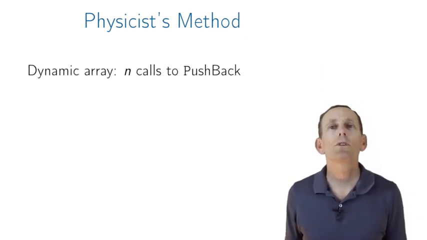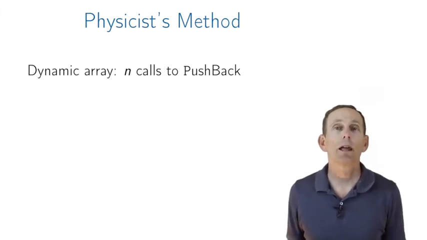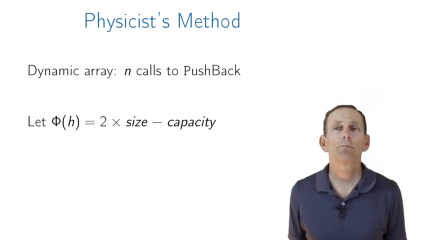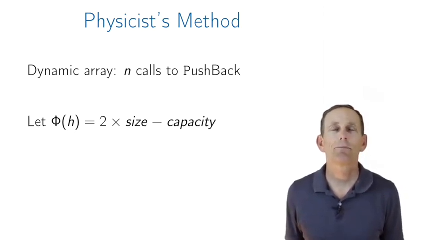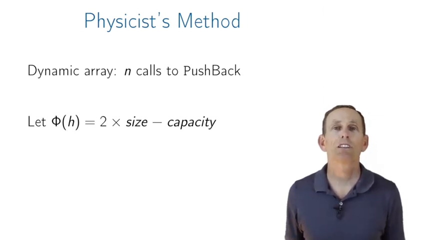So let's look at applying this physicist method to the dynamic array. So we're going to look at n calls to pushback. Phi of h, at any given time for the data structure, is going to be 2 times the size minus the capacity. So as the size increases, the potential is going to be increasing for a given fixed capacity.